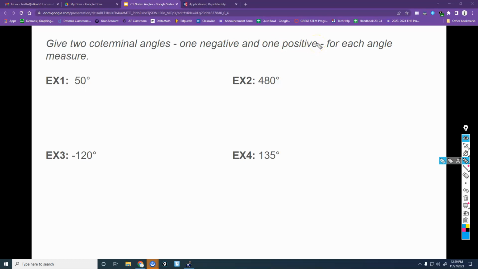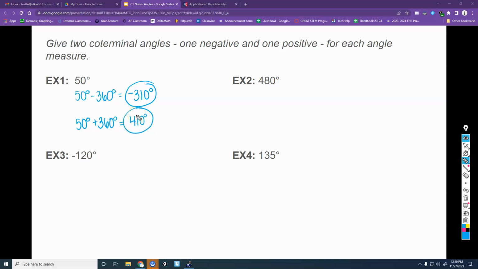If I want a negative value for this, I'm going to have to subtract 360. So I'll take 50 degrees and subtract 360 degrees, and that will give me negative 310 degrees. That would be a coterminal angle. Now, I could subtract 360 5 times and that would still be a coterminal angle, but this says I've only got to do one negative and one positive, so I'm going to leave that alone. If I need a positive, I'm going to do 50 degrees plus 360 degrees, and that will give me 410 degrees.